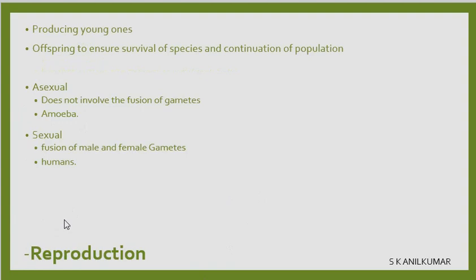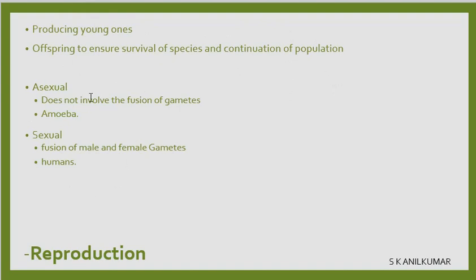Now, another characteristic of living beings is reproduction. What is that? They produce young ones. How do they produce young ones? The offspring are produced to ensure survival of the species. If the mango tree doesn't produce a mango fruit or a mango seed, the Mangifera indica species will not be there on earth. Likewise, if a chicken or a hen doesn't lay an egg, there will be no more chickens. So, for the continuation of the population, living beings produce young ones.